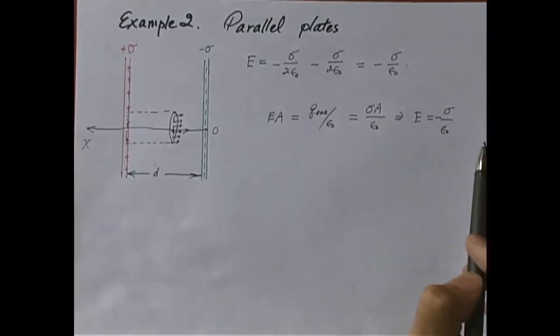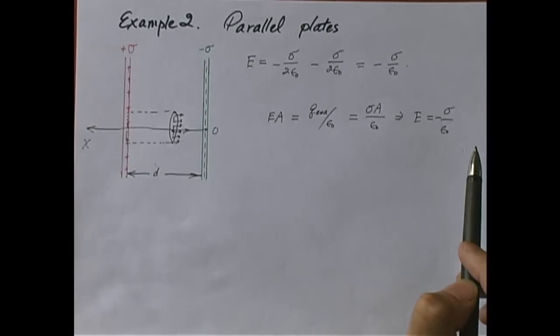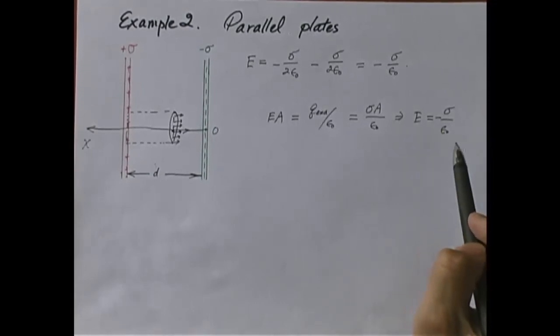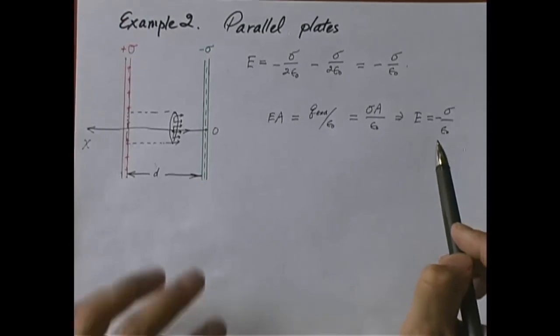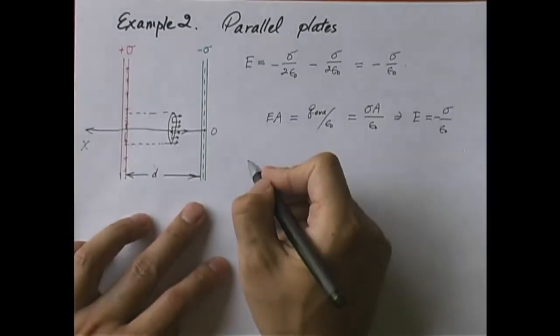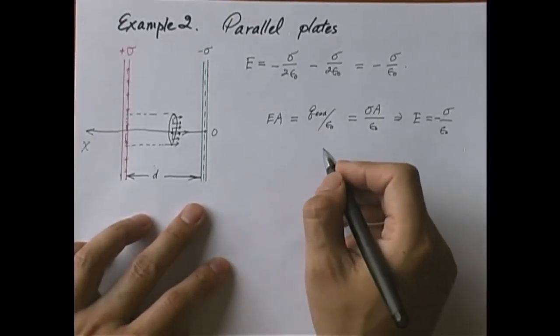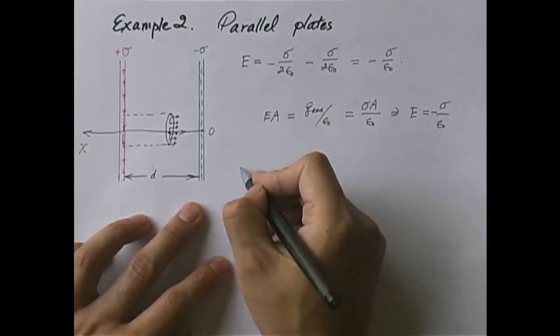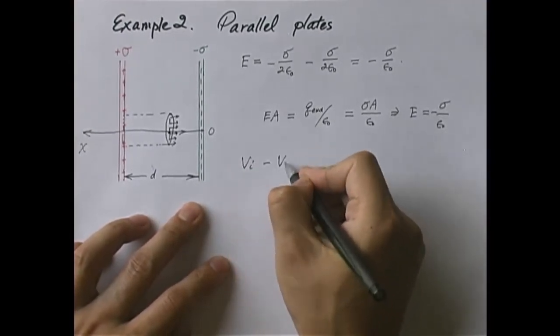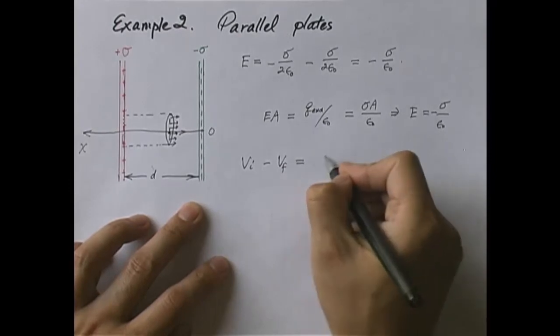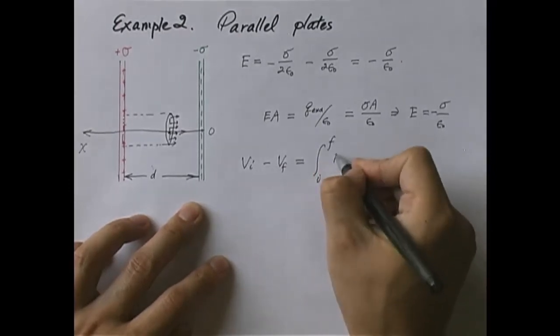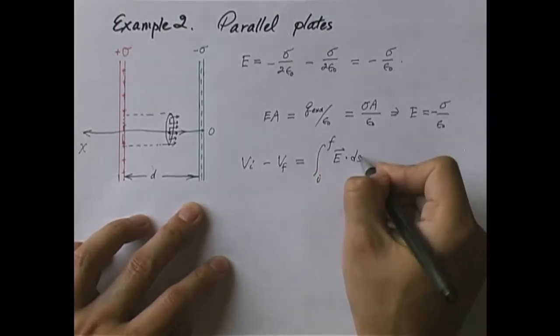Now, once you know the electrostatic field, what about the electrostatic potential? Well, this is a simple case because the electric field is not a function of x; it's a constant. It's uniform, and so we can establish an electrostatic potential distribution like this: V initial minus V final. Let's find the general formula first: the integral from initial to final of E dot ds. That's the general formula.